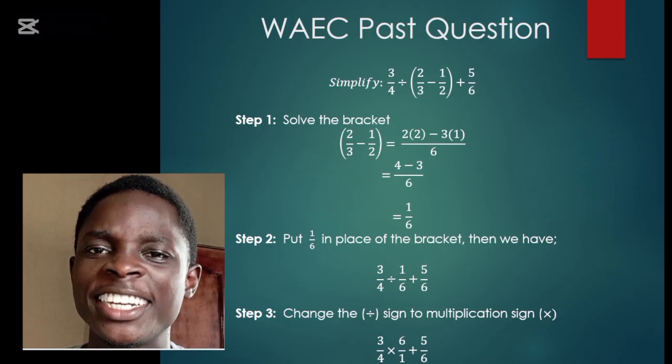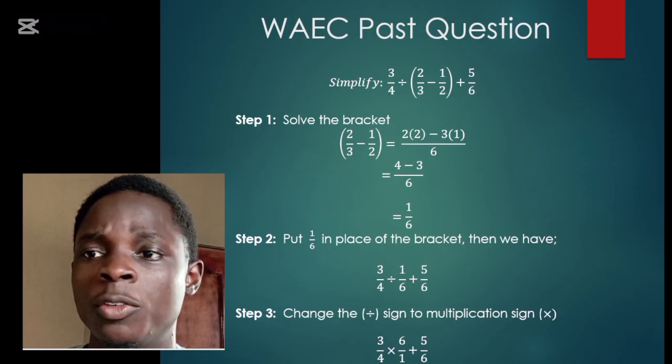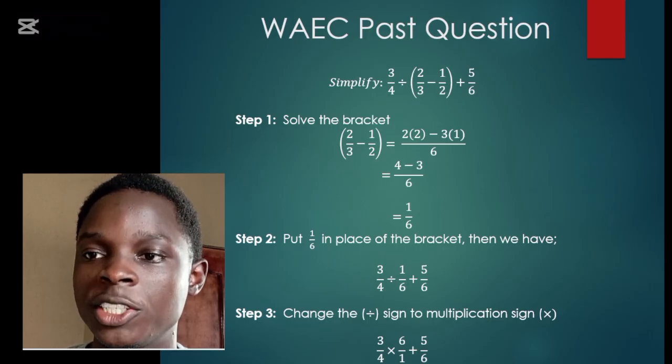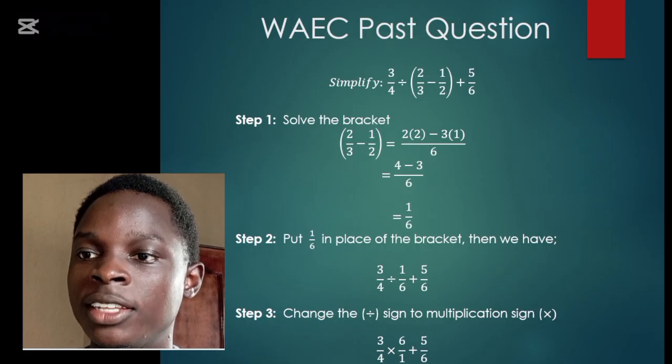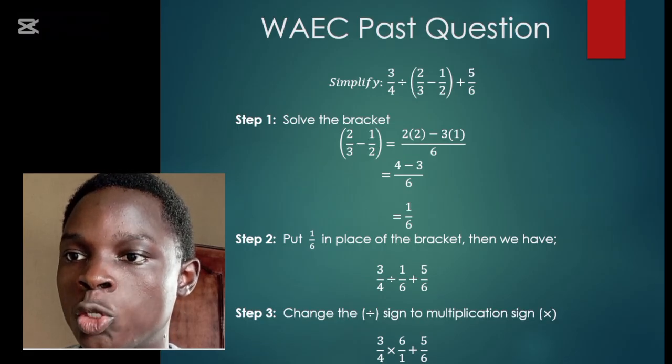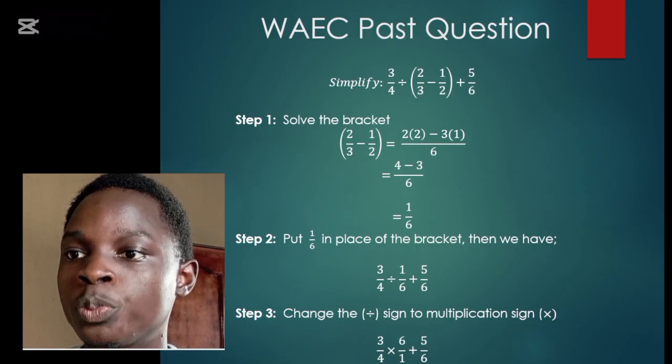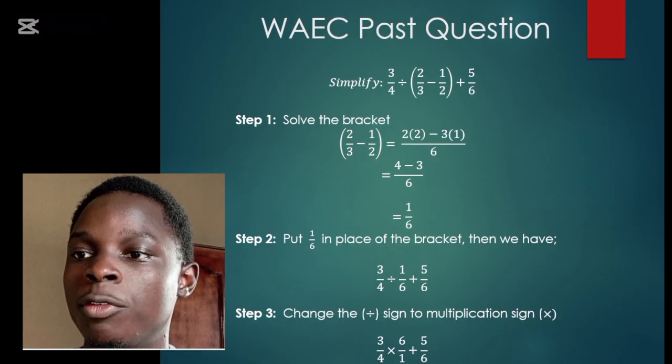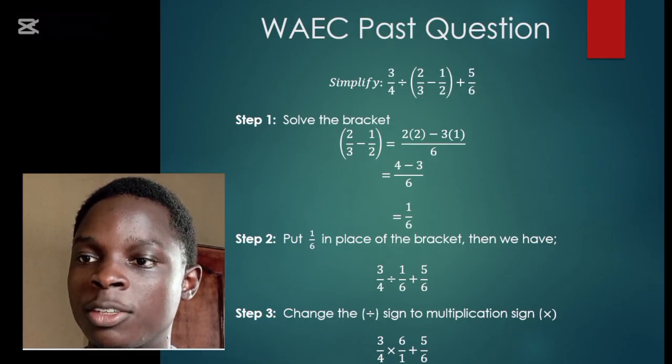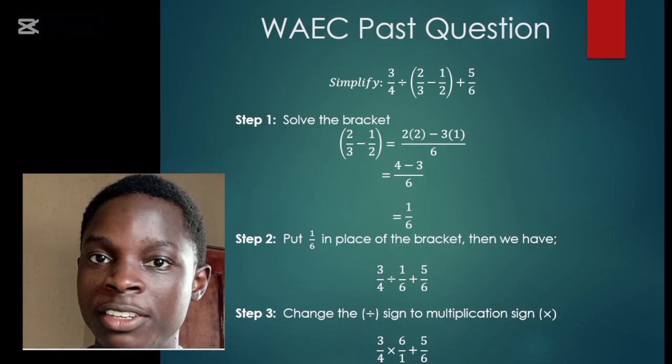Here on the screen, we have a WAEC question. It's one of the WAEC past questions. And the question says, simplify 3 over 4 divided by 2 over 3 minus 1 over 2, everything plus 5 over 6. Now, don't let this question scare you. It's a very simple question.